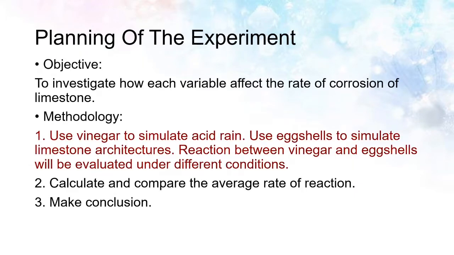Our objective of the experiment is to investigate how the three variables, temperature of the acid rain and limestone, concentration of the acid rain, and the surface area of the eggshell will affect the rate of corrosion of limestone. Our methodology is to carry out experiments for all three variables by using eggshells to represent the limestone and vinegar to represent acid rain. The independent variables of each experiment will vary accordingly to the aim of the experiment we are carrying out. We will then calculate and compare the average rate of reaction and come to a conclusion.